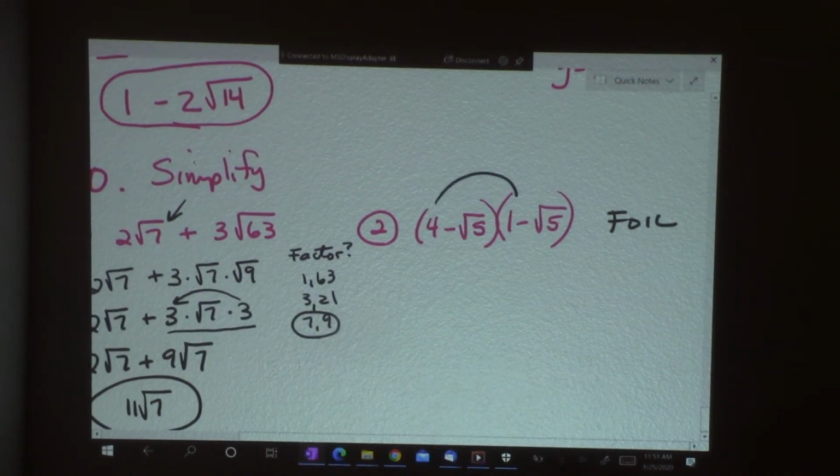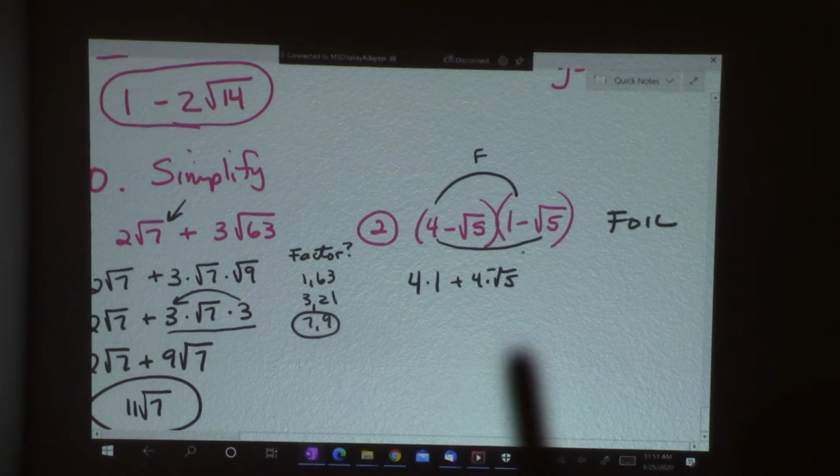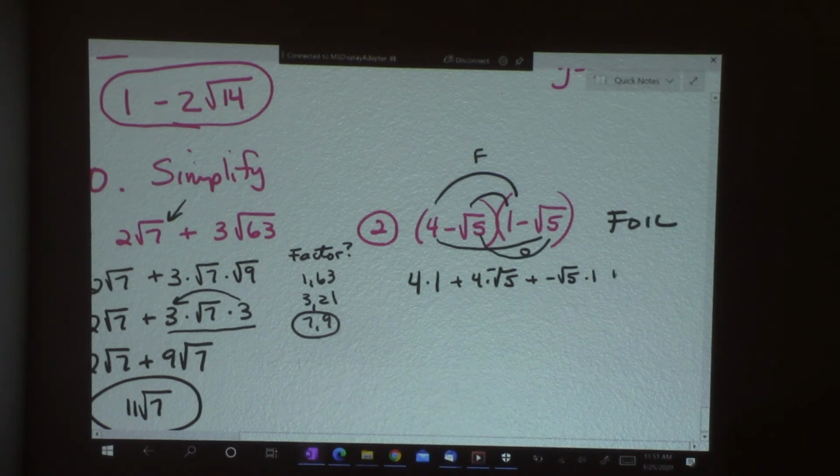Okay, let's do FOIL over here. So I've got 4 times 1. That's first. Outside is 4 times negative square root of 5. Then that's outside. Inside is negative square root of 5 times 1. And last is negative square root of 5 times negative square root of 5.